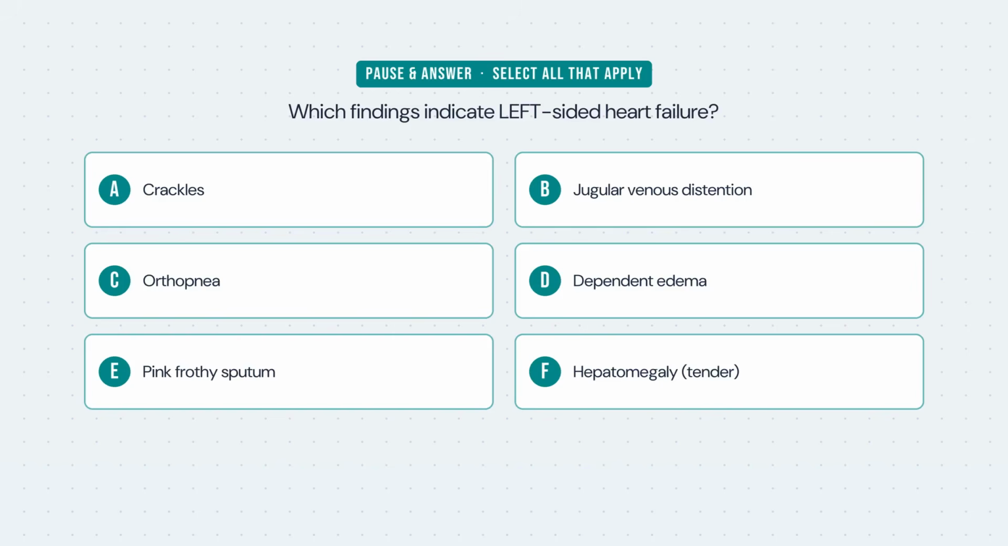Pause, and select all that apply. Which of these findings point to left-sided heart failure? Crackles, jugular venous distension, orthopnea, dependent edema, pink frothy sputum, and an enlarged, tender liver.